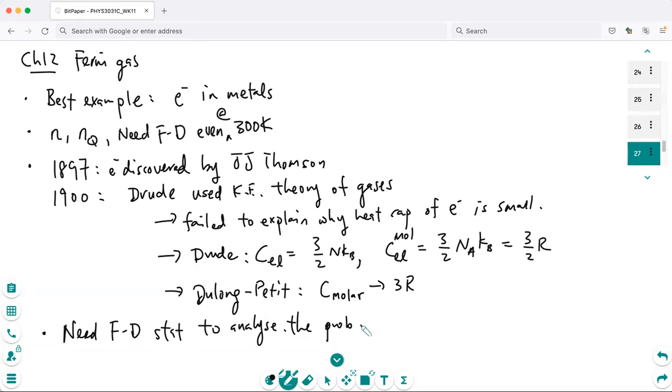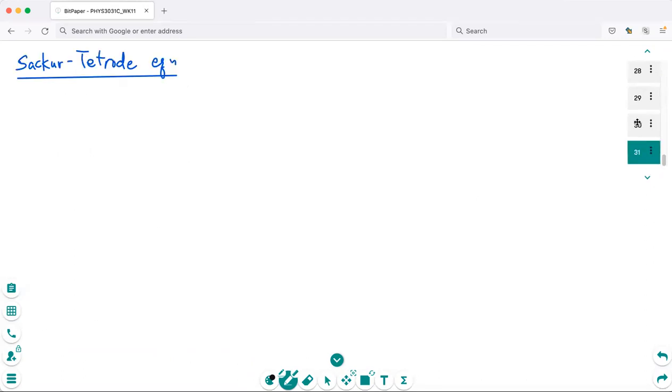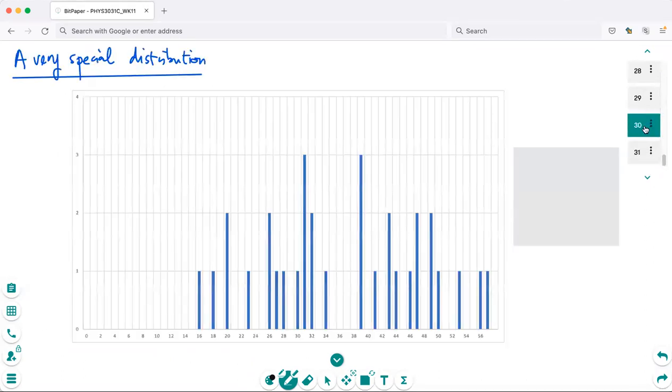Okay, now I'm nearly done. I want to give you one more distribution function. This is a very special distribution I want to present to you. This is the distribution of the midterm score. We have 57 points in total.